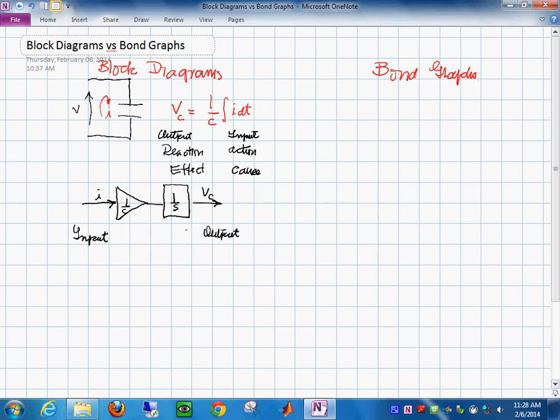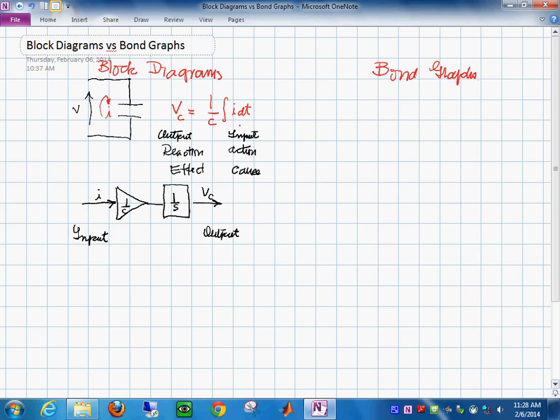Now, you see the representation of this equation is directly this block diagram. Or you could say the other way, the block diagram is a direct representation of this equation. It doesn't matter which way you express this, the thinking is the same.